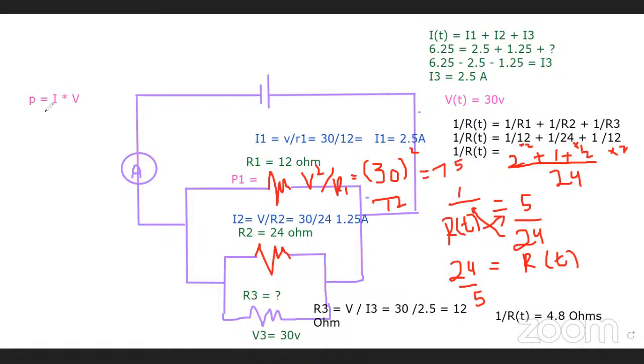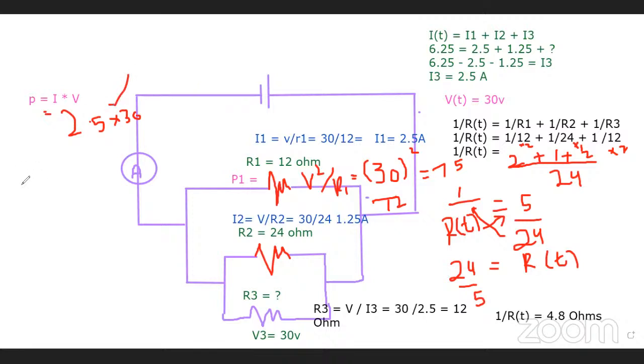Okay, let's apply the other method, which you told was P is equal to I into V. The current here is 2.5. I1 is 2.5. The voltage here is 30. So let's multiply 2.5 by 30. Will we get the same answer? Yes, 75. It's correct.